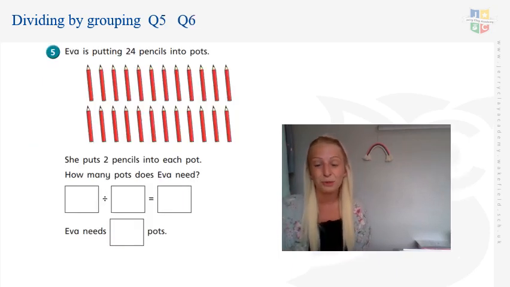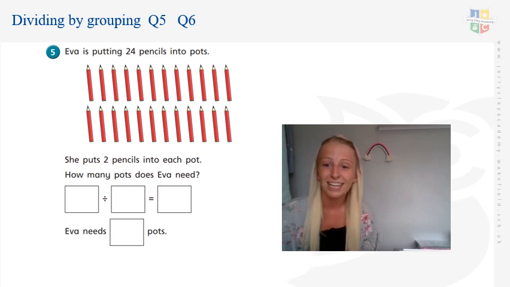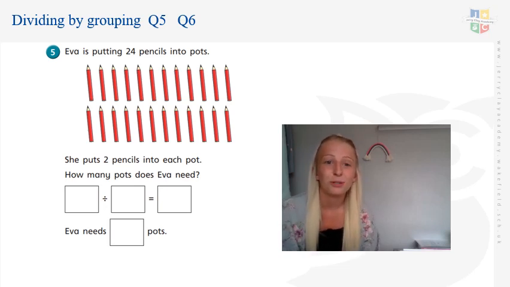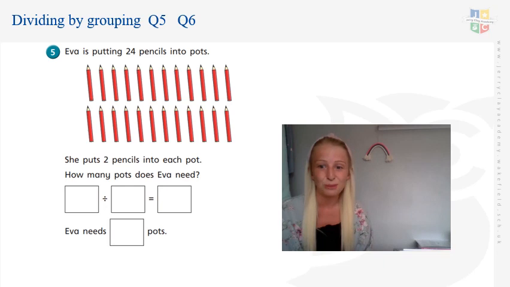Fantastic work, year 2. You are doing so well with dividing and looking at, especially today, at dividing into groups. Now let's have a look at question 5 together. So Eva is putting 24 pencils into pots. Now I'm going to pause there and see if I can find the most important information. See if you can pause the video and find the most important numbers and words too.